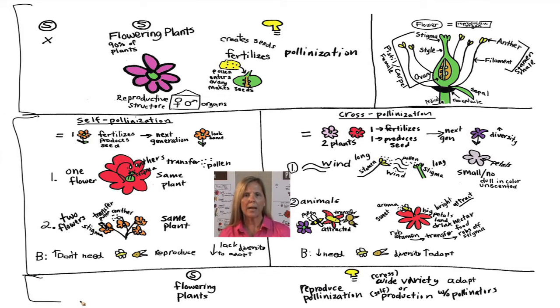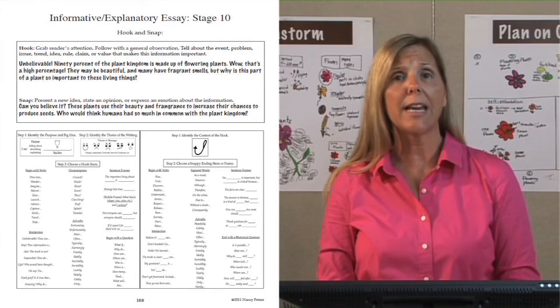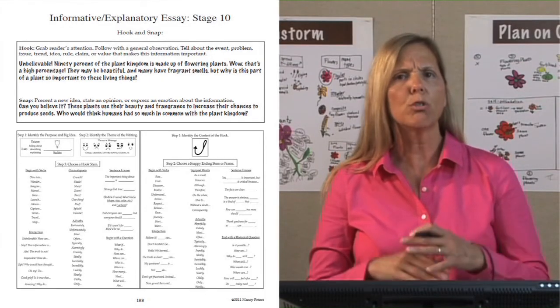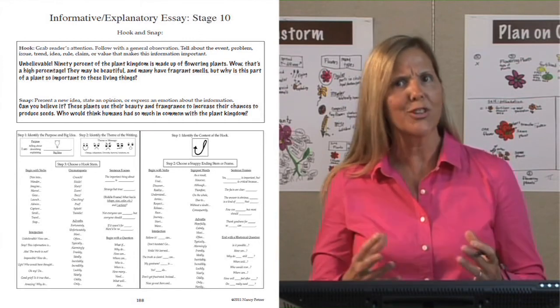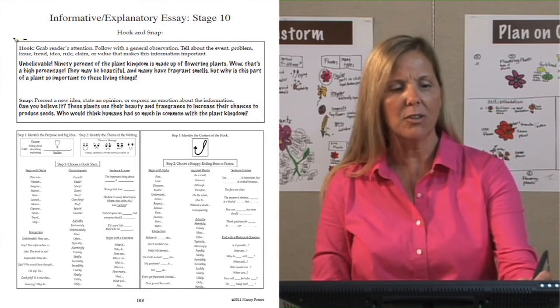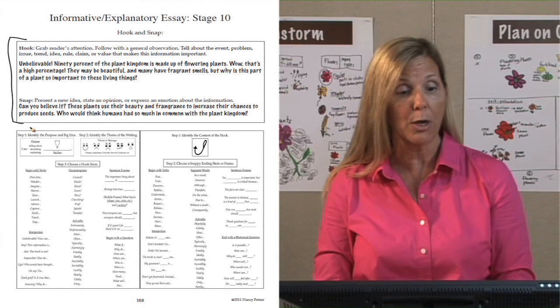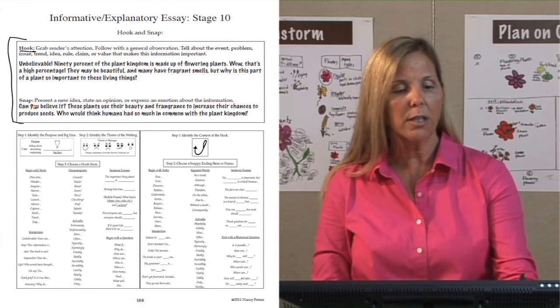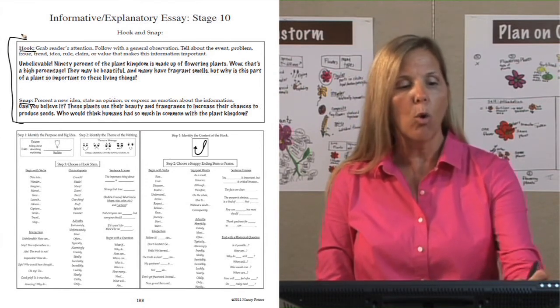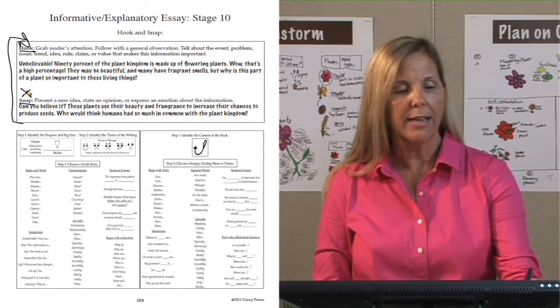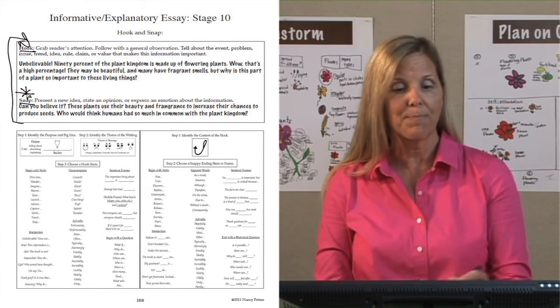Next, we need to go back and plan how to begin this organizer with a hook and how to end this paper with a snappy ending. And that we're going to do on a separate sheet of paper. Let's go to page 188 for some helpful ideas for students to craft their hooks and their snappy endings. First, I highly suggest that they grab a separate sheet of paper. On the paper, they write hook and they write snap. Or they draw a hook and they draw an asterisk for the snap.